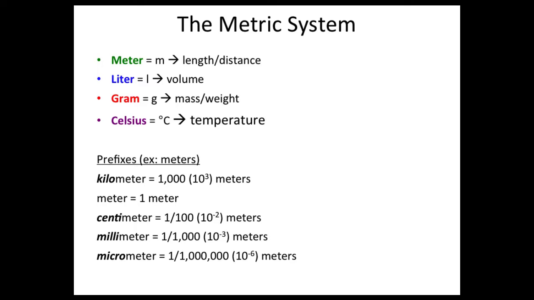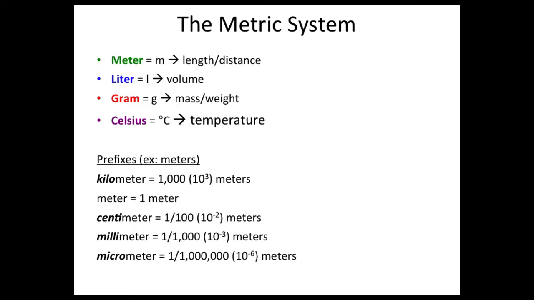So the metric system uses meters to represent length, and meters are a lowercase m. Liter is for volume, and that's a lowercase l. Gram is a measure of mass or weight, and that is represented by a lowercase g. And Celsius is for temperature, and that's represented by that little circle with an uppercase C, and that stands for degrees Celsius. Now, in addition, we need to learn some prefixes.